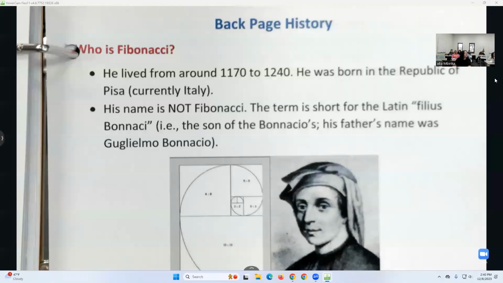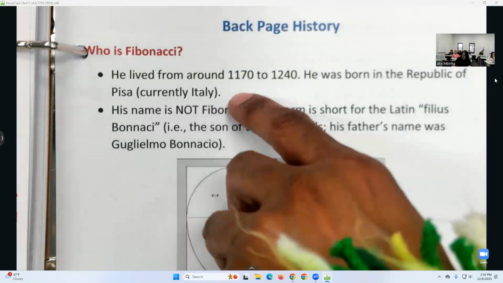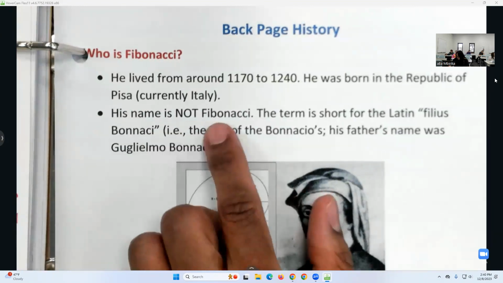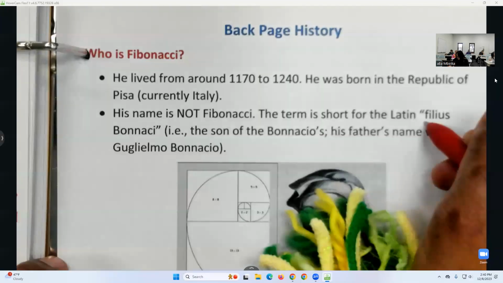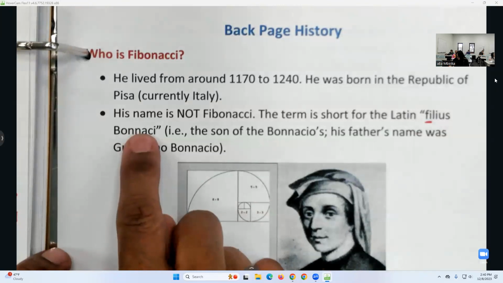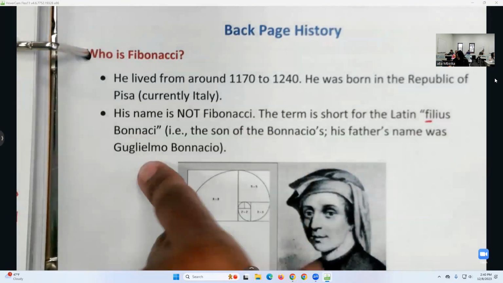Well, this is not tragedy. Let's look at some history first. Fibonacci lived a very long time ago. It's 1240, he's born in the Republic of Pisa. We call that Italy. Now his name is not Fibonacci. It's short for Latin Filius Bonacci. The FI means Filius, son of Bonacci. This is the plural of Bonaccio, which is his actual last name, whereas his dad's name is Guglielmo Bonaccio.